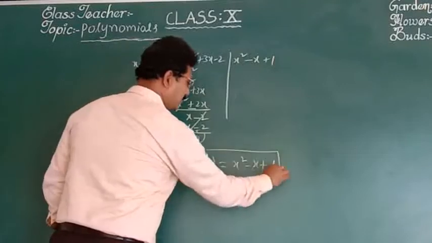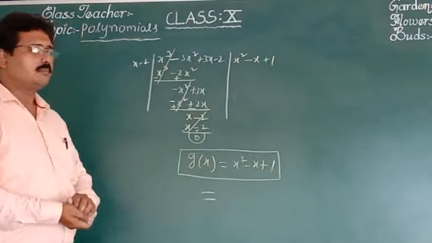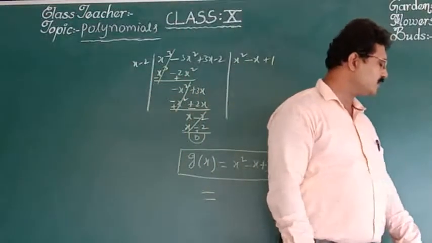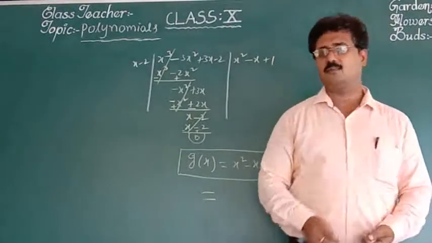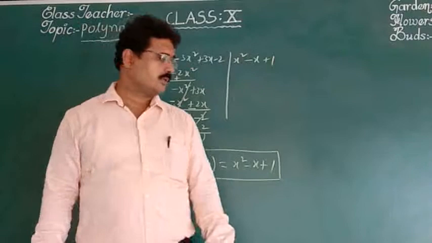This is the way to do the problem. Finally g of x is equal to x square minus x plus 1. Please note down this. This is the value of g of x, which is equal to x square minus x plus 1. And now next see the last and final problem in this chapter.